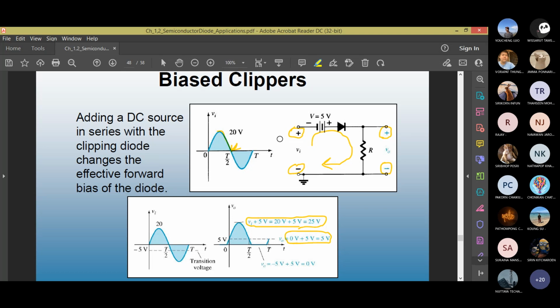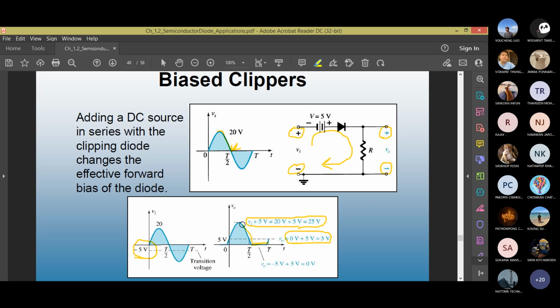No. If it's at minus 1 volt, what happened? Minus 1 plus 5, still 4 volts, diode is on. Minus 3 plus 5 is positive 2, the diode will still be on. So it has to go to minus 5. The input has to go to this level of minus 5 when the diode can be completely off, because minus 5 plus 5 is 0. Now there is no bias.